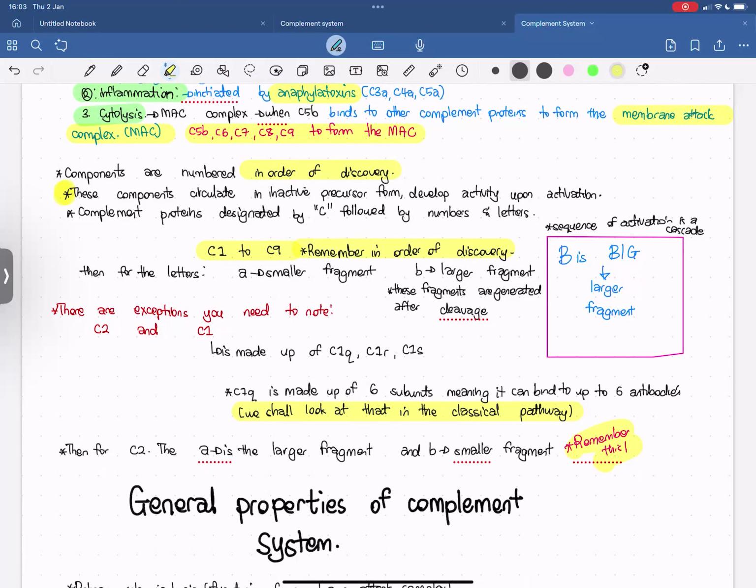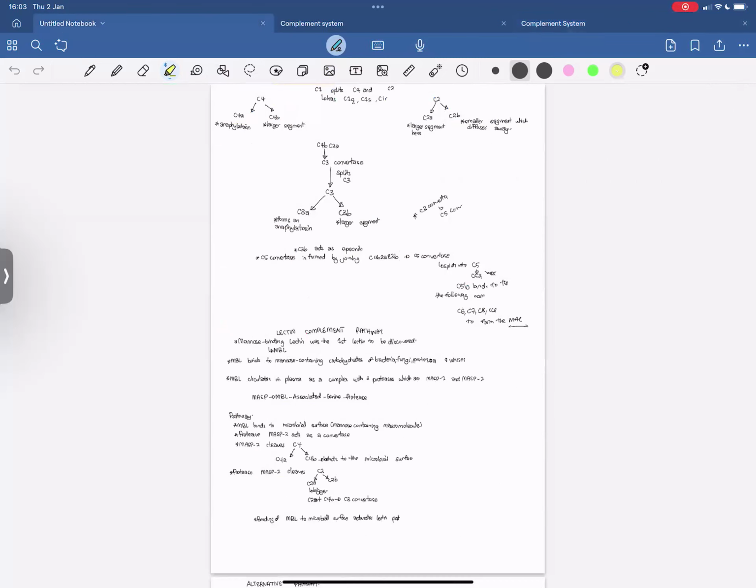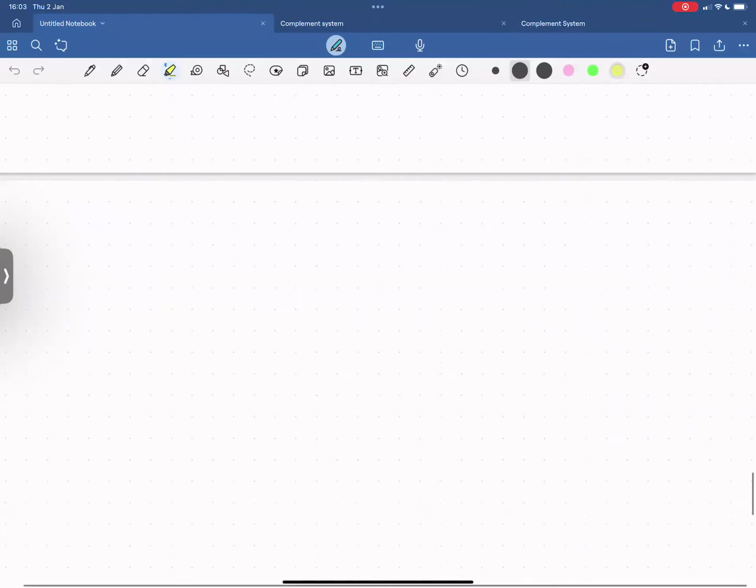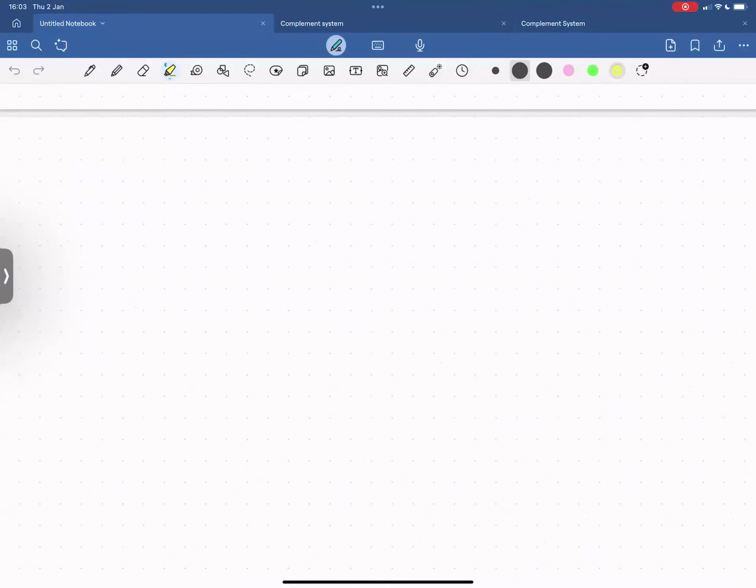So as we have seen, they're labeled from C1 to C9. I was reading from complement proteins designated by C, followed by numbers and letters. Some of you are going to be like, where are the letters from? For example, I've talked about the anaphylatoxins. How did they come about? I don't want this to scare you, so let's go to the next page. Where are the letters from? Remember, I've said we have complement proteins C1, C2, C3, C4, C5, C6, C7, C8, C9.